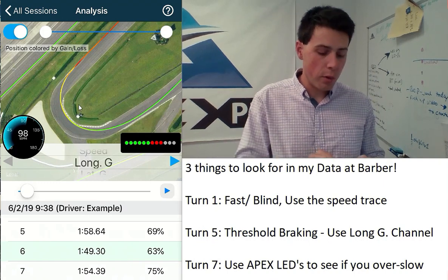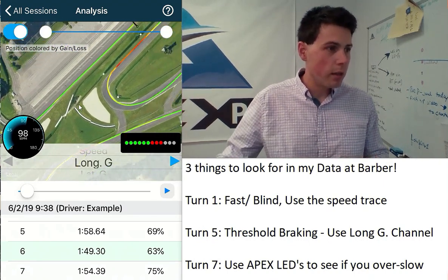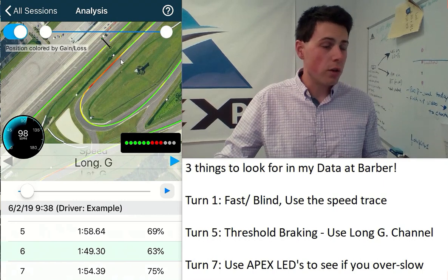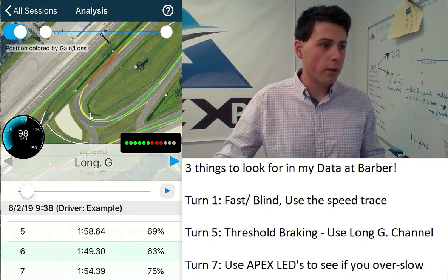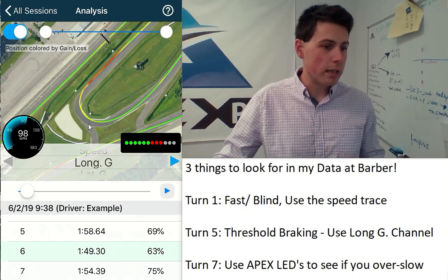So two things to avoid here: yellow coloring right here, or too much of it. You're always going to have a tiny bit, but not too much of it. Also, we want to see a nice orange color on the speed trace down to about this midpoint in the curve before it turns green again here.